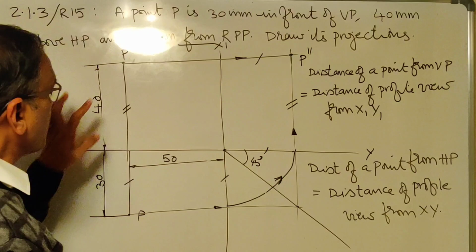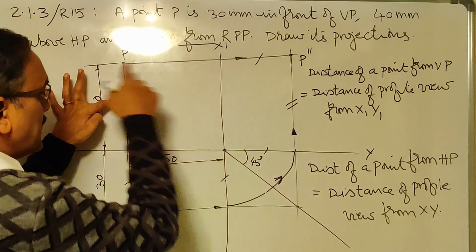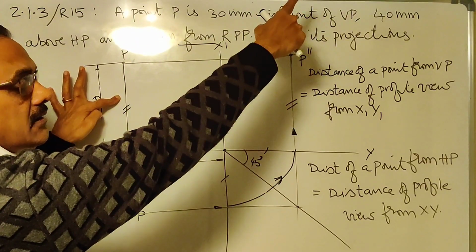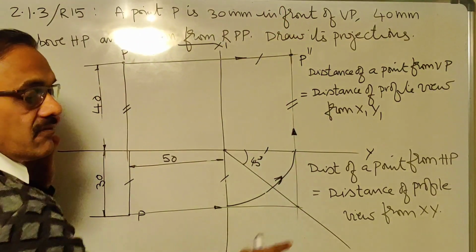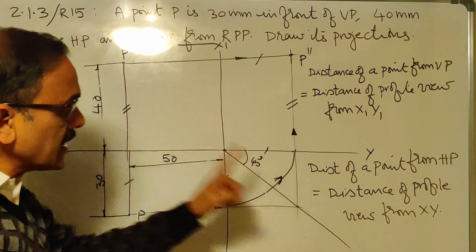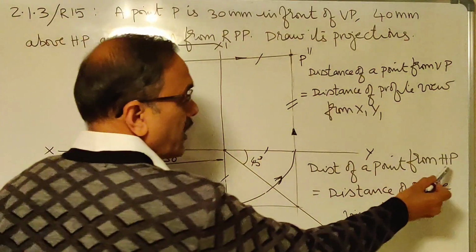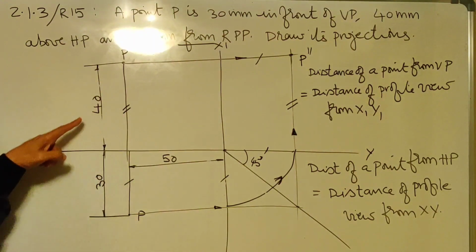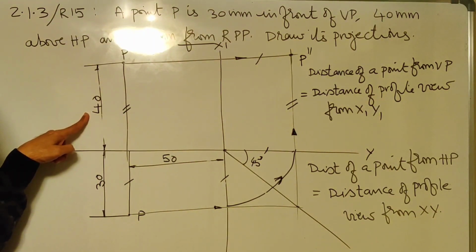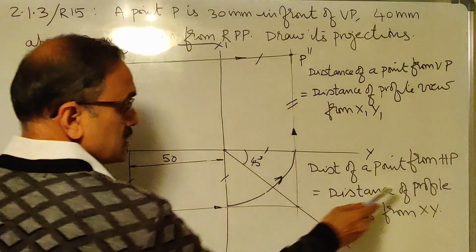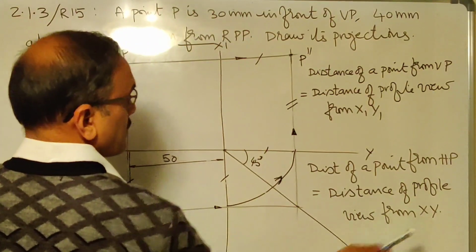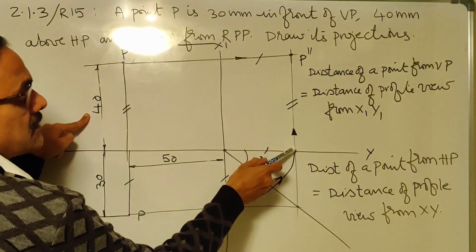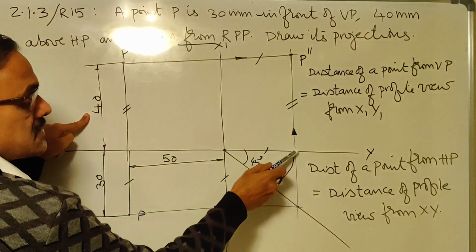Now the only thing that is left is these two distances. Why has this to be drawn parallel to XY? Why can't I make it inclined? The second statement will help you to clear that. The second statement says distance of a point from HP. This is the distance of the point from HP. The point P is 40 mm above HP. That should be equal to the distance of the profile view from XY. This is the profile view. This is its distance from XY.